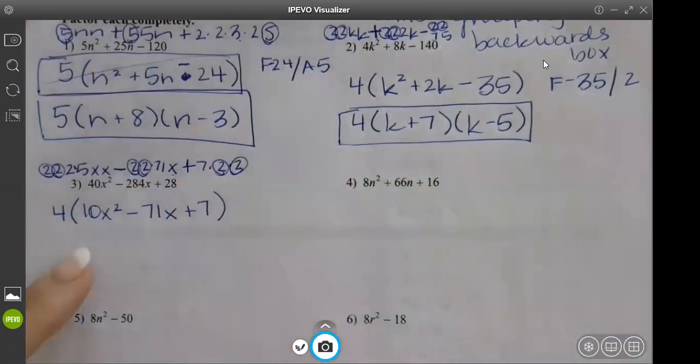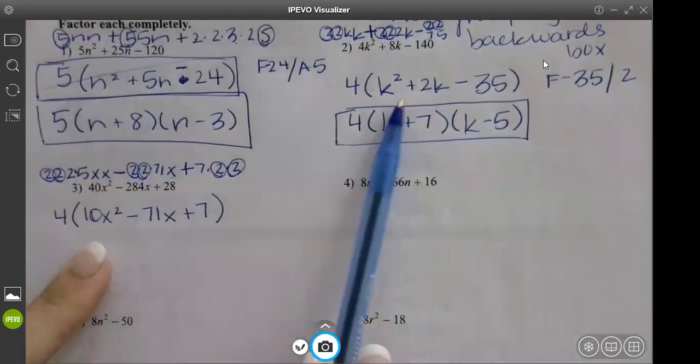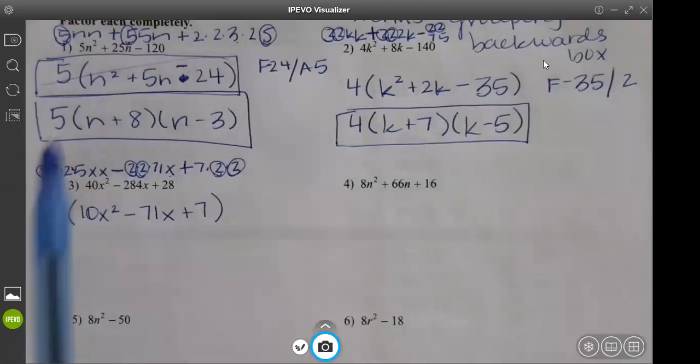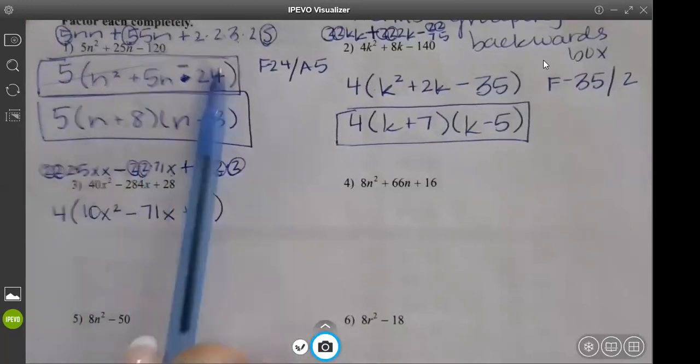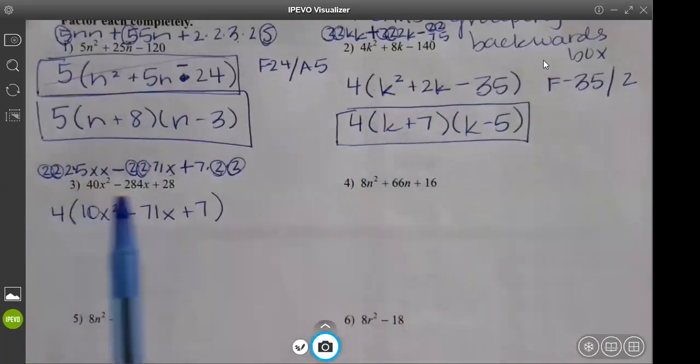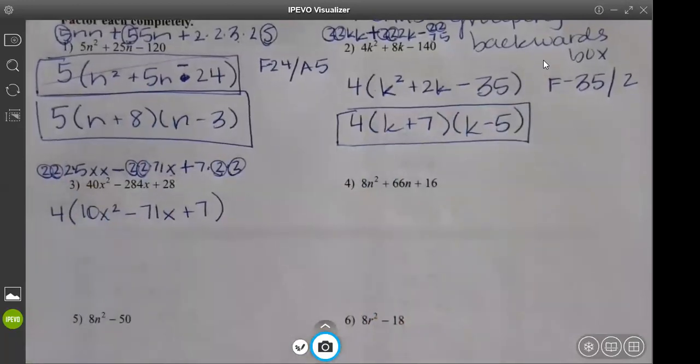Now, what's different about this set of parentheses compared to the other 2 that we had? See how this one is n squared plus 5n minus 24. This one is k squared plus 2k minus 35. This one is 10x squared minus 71x plus 7. What's different? It has a number in front. So this is one we have to do slide and divide. So maybe it'll work, maybe it won't.